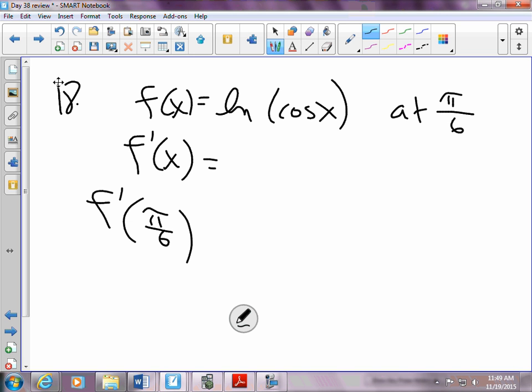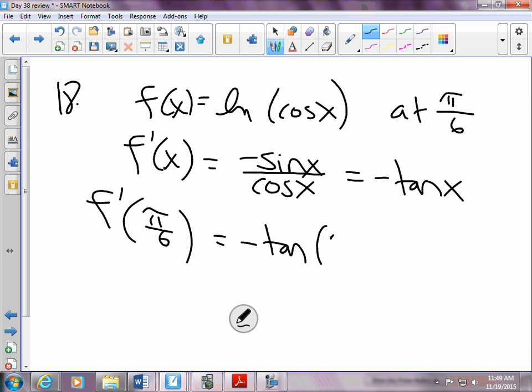So how do you find the derivative of the ln of u? U prime over u. So the u is down here, and the derivative of cosine gives a negative sign. Yeah, and you could write this as negative tangent. So we got the derivative. It's negative tan x. They asked us for the slope of the tangent, the derivative at pi over 6. So it's negative tan pi over 6.